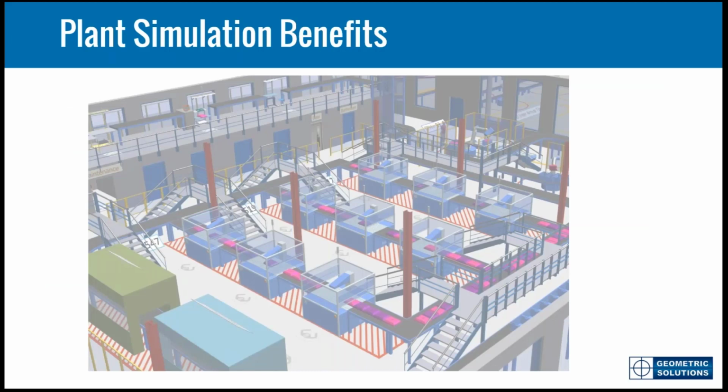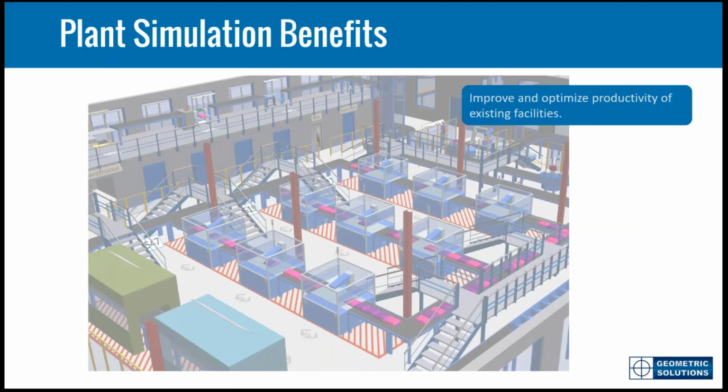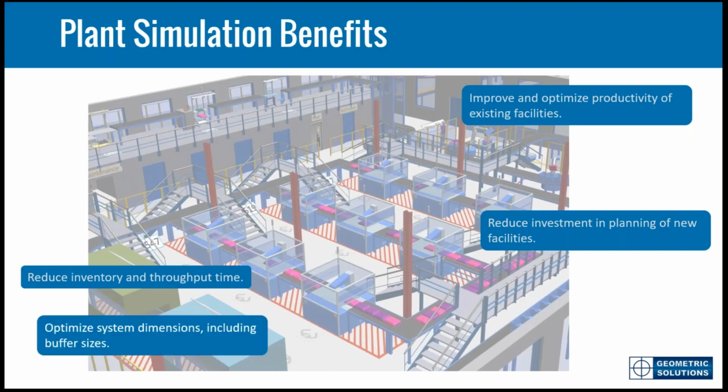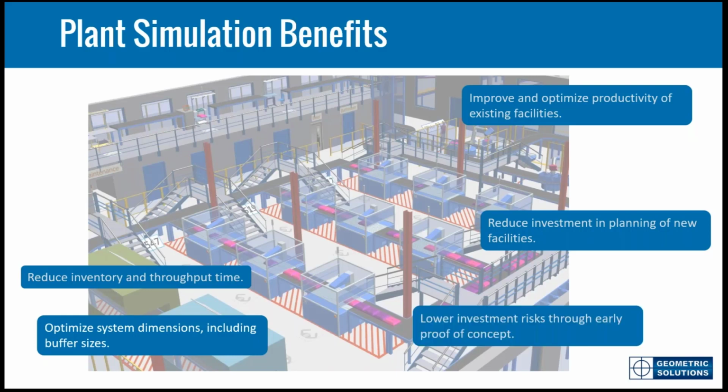So what are the benefits? Why use this? Well, it'll help you reduce your investment in planning of new facilities. It'll help you increase your production and productivity. It'll reduce inventory. And now, if you're in the plant and you're told you can reduce your inventory, well, that's a huge, huge benefit. And it'll increase your throughput. So there's two things that the plant folks would love to have. It'll help you optimize your system dimension, including buffer sizes. And we'll look at that in our example today.